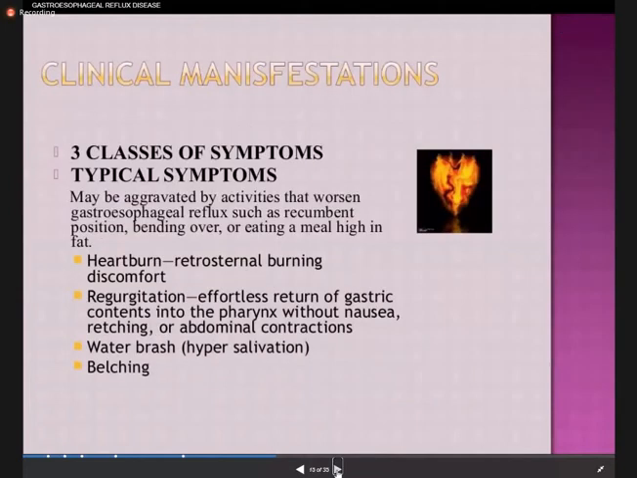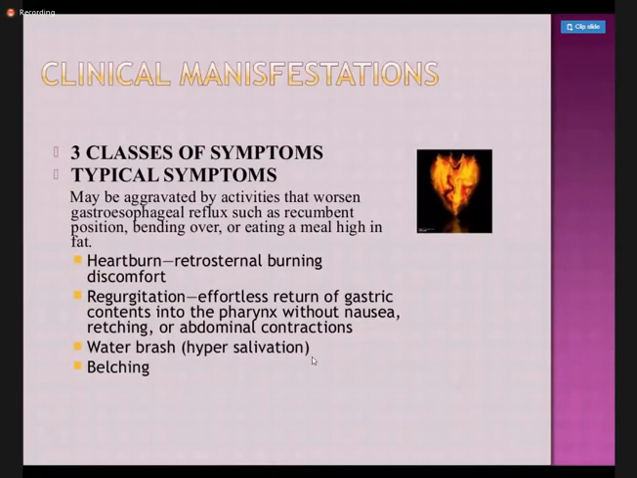Okay, so coming to the clinical manifestations. The clinical manifestations of GERD are varied. And basically, there are 3 classes of symptoms. The typical symptoms may be aggravated by things that worsen gastroesophageal reflux, such as recumbent position, bending over, or eating a meal high in fat: heartburn, regurgitation, water brash, and belching.